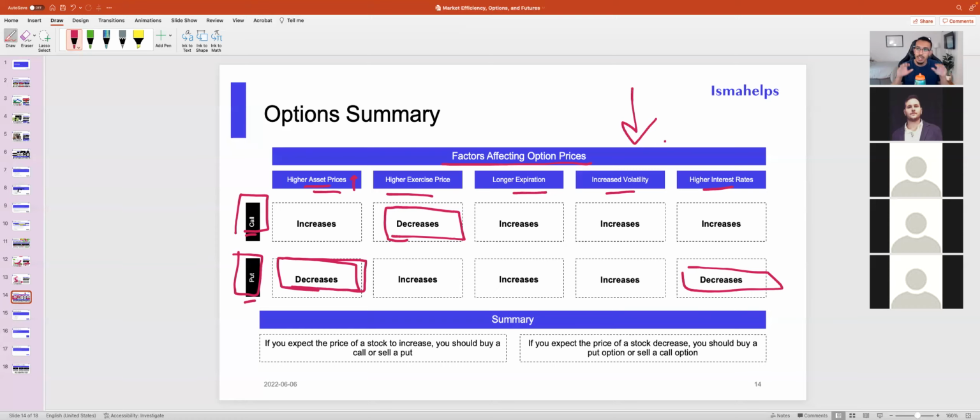But to go on to this idea of the summary, you may ask yourself, well, when would we buy a call, or when would we buy a put? Well, it makes sense. So let's imagine that you expect the price of Nike to increase. Okay. Well, in that case, you should buy a call, right? You should buy a call if you expect the price of a stock to increase. Because if you think Nike's going to jump to $100 and you are able to buy a call at $50, well, you're going to be saving $50, right?